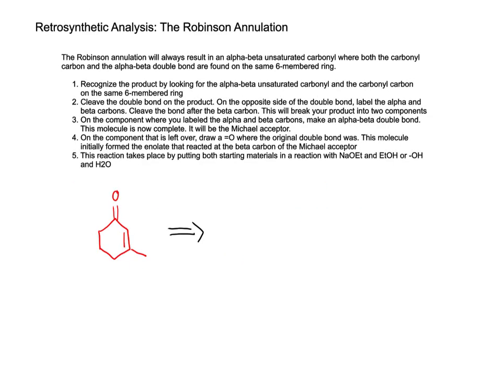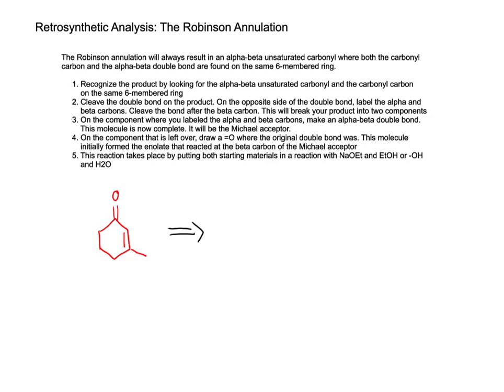Last up, we're going to look at retrosynthetic analysis of the Robinson annulation. Remember that the Robinson annulation will always result in an alpha-beta unsaturated carbonyl, where both the carbonyl carbon and the alpha-beta double bond are found in the same six-membered ring. So if we look at what I have drawn below in red, we can recognize that product is likely the result of a Robinson annulation. Although if you thought about it, you could also make the claim that it could have been an aldol reaction as well. But in this case, we're going to treat it as if it were a Robinson annulation.